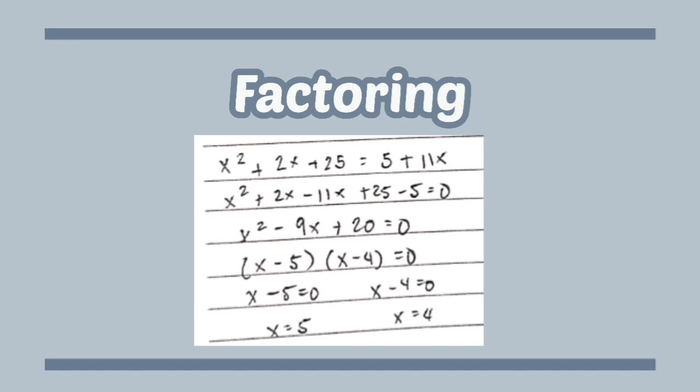Example number 2. x squared plus 2x plus 25 equals 5 plus 11x. First, make sure to have it in its standard form by transposing the similar terms to the left side and adding them. Consequently, the final equation would be x squared minus 9x plus 20 equals 0, wherein 20 is the product and 9 is the sum of negative 5 and negative 4. By the zero product rule, x would be 5 and 4.